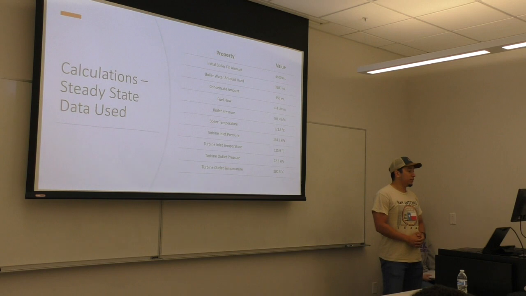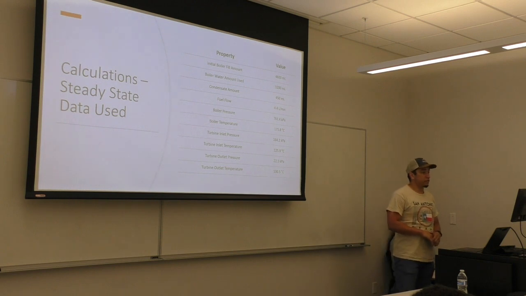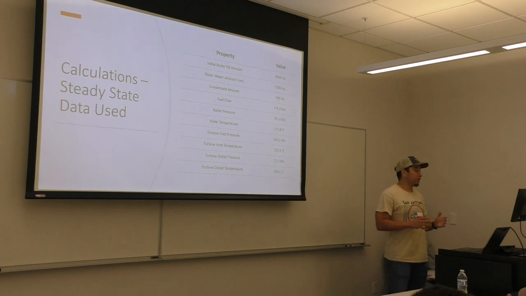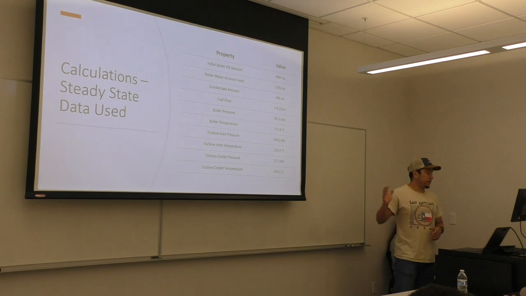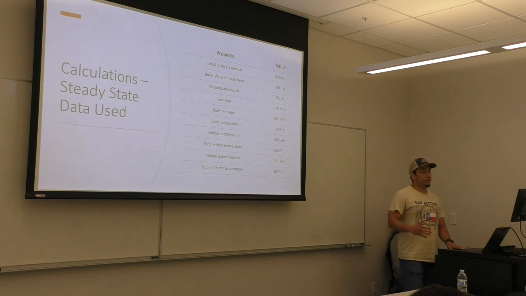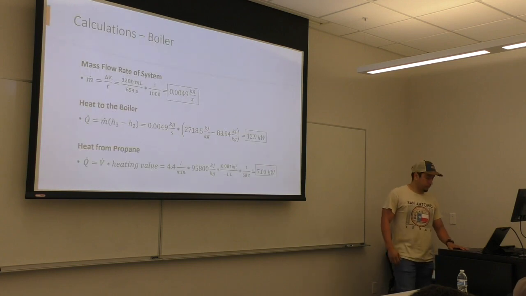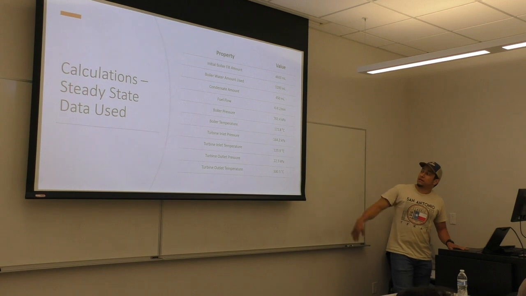Now for the calculations, we were tasked to pick one specific point within our steady state and pull these properties to do the calculations from. I chose it to do at 350 seconds into the experiment. These are the values that were at each point.